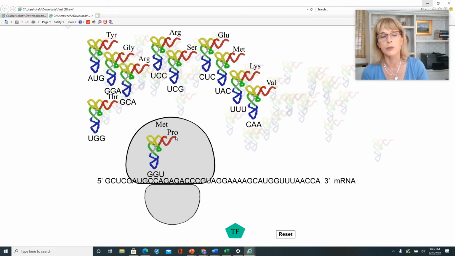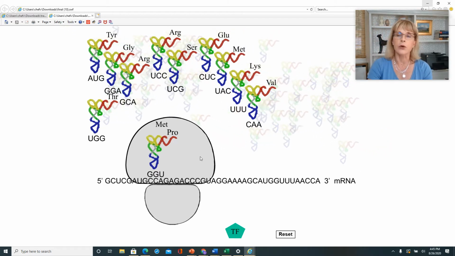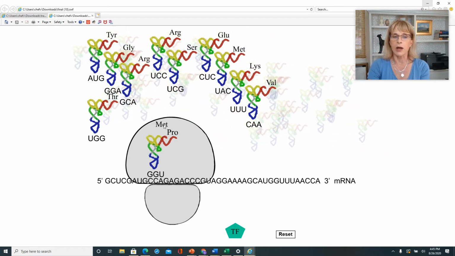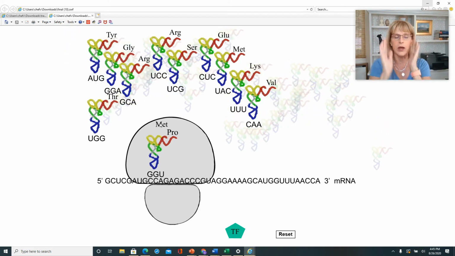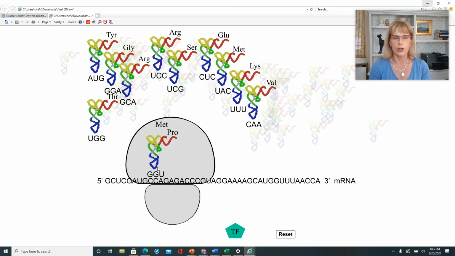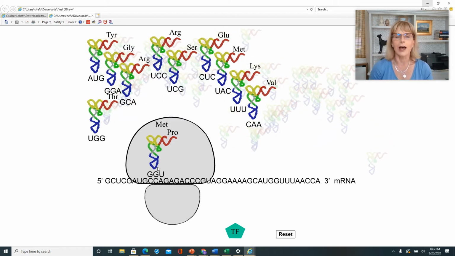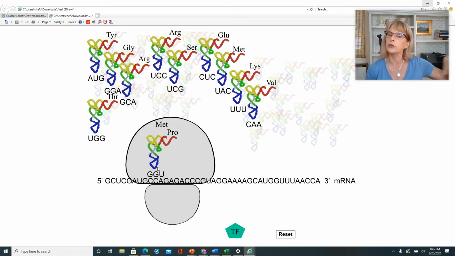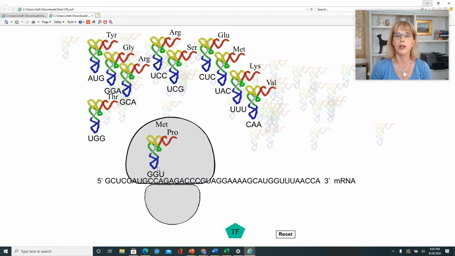And what happened while I was busy talking was that the ribosome created a peptide bond between the first amino acid methionine and the second amino acid proline. And then the first transfer RNA no longer had its methionine attached to it, and it was free to go, and it's welcome to come back later on.